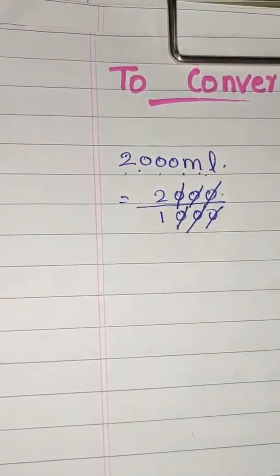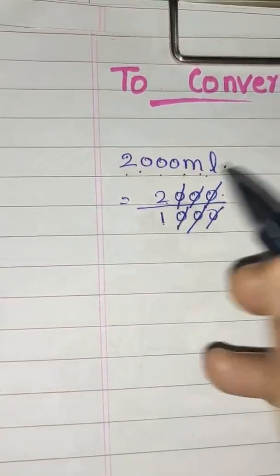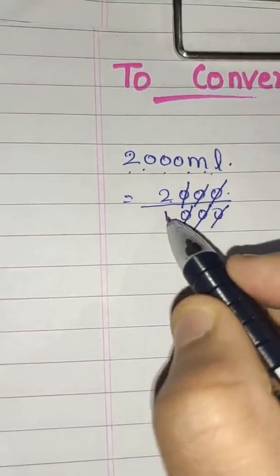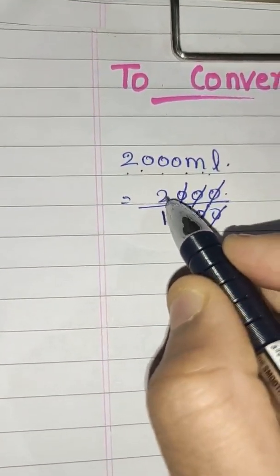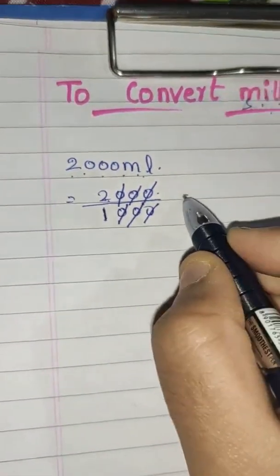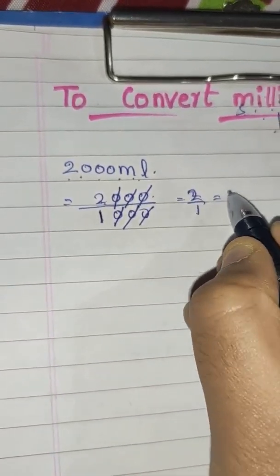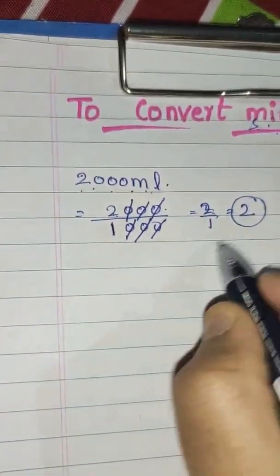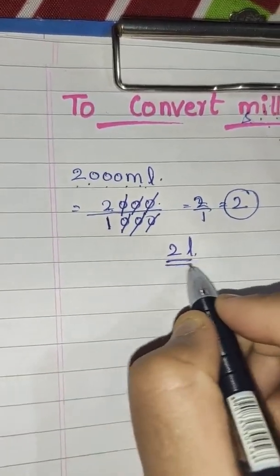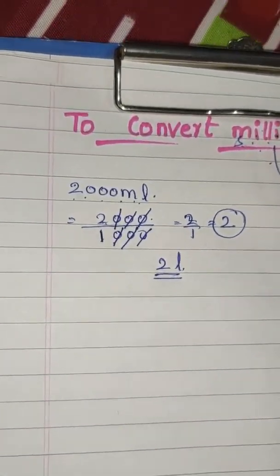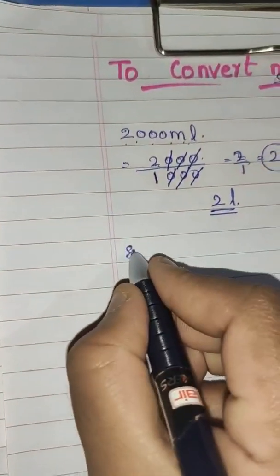So now what is the answer here? You can't divide because it is 1 and it is 2. So 2 divided by 1, 2 divided by 1 is nothing but 2. So what is the answer here? 2 liter. Understood, children?